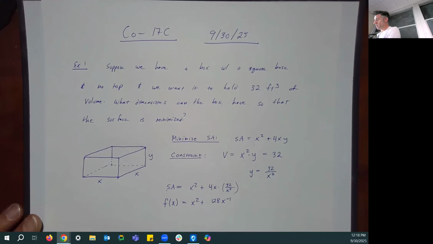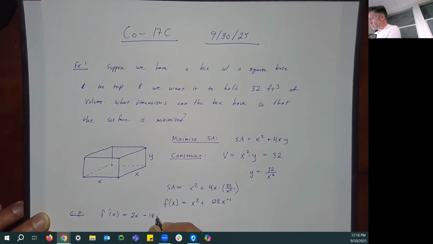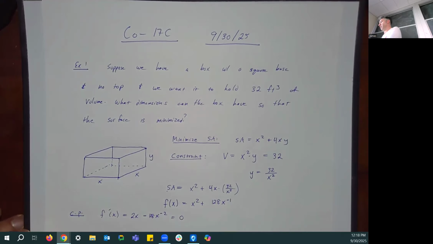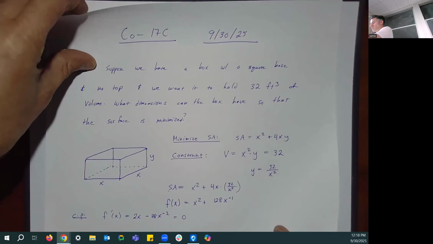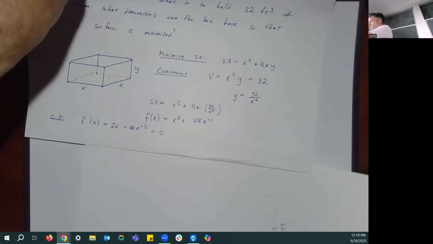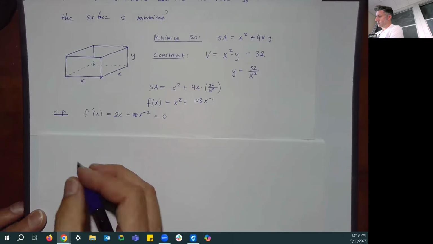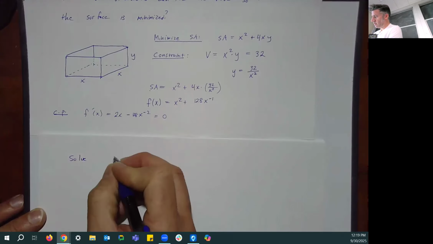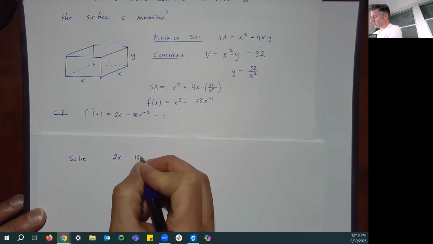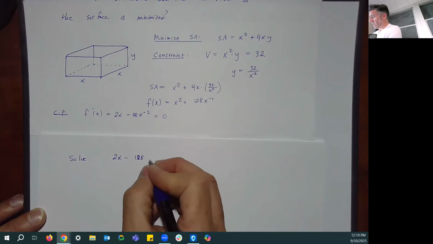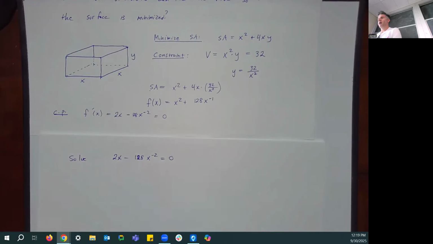So then, to find the critical points, we're going to take the first derivative. We're going to say it's 2x minus 128 times x to the negative second, and set that equal to 0. And I probably need a little bit more room here. So let's see. We're trying to solve 2x minus 128x to the negative second equal to 0.